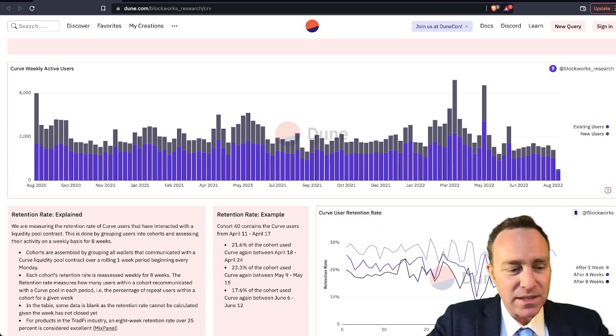So all in all, fantastic dashboard. Kudos to Blockworks and the team for building this out.